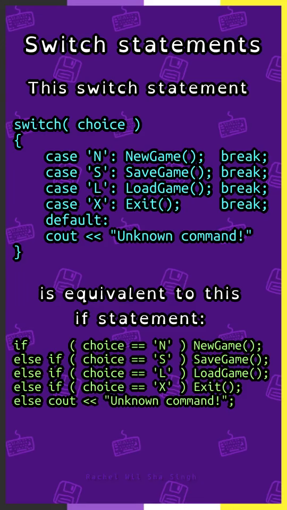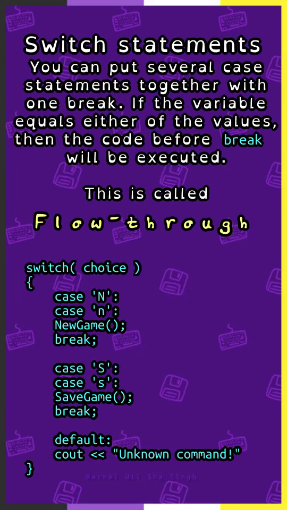unknown command. You can put several case statements together with one break. If the variable equals either of the values, then the code before the break will be executed. This is called flow-through. So for example, if we're switching on choice variable, we can do case uppercase N, case lowercase n, and then call new game within there, and then break. Both uppercase and lowercase n will trigger the new game function to be called.